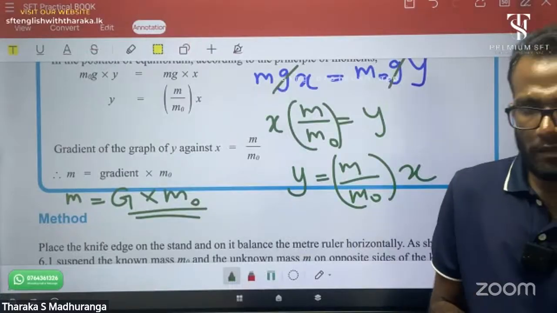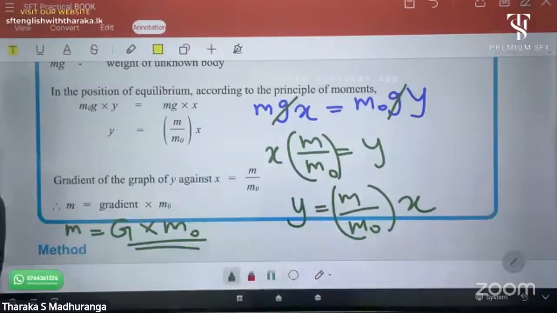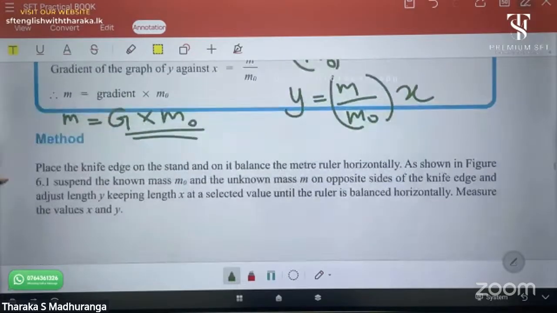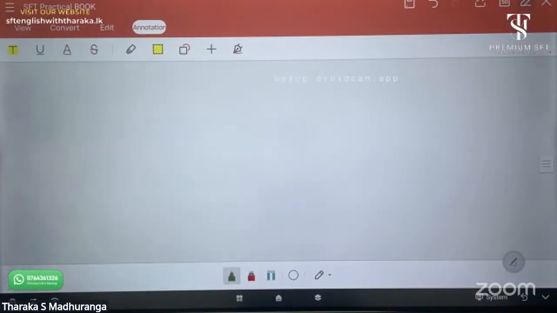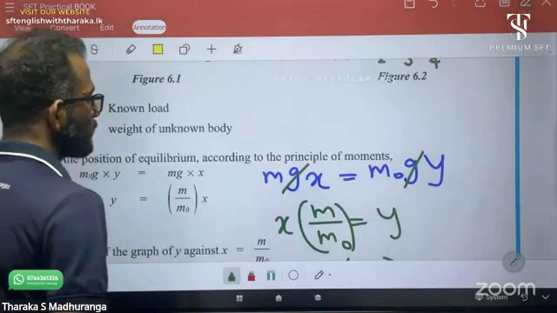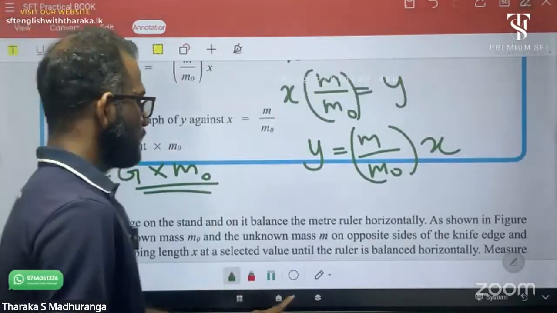Clear? Do I need to explain again? Okay, I will explain again. Okay, I will draw here. Okay, now.